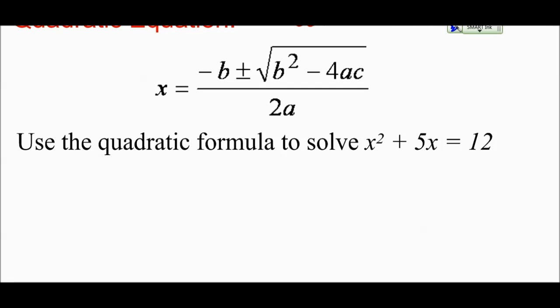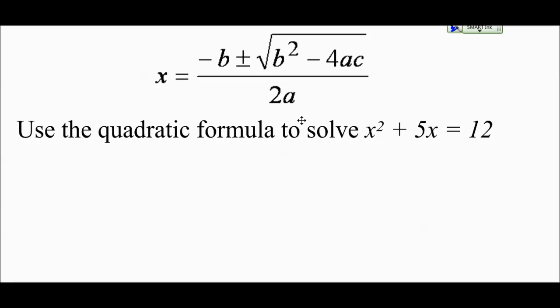Now, one thing to note before we start plugging stuff into the quadratic formula: I need to get this whole thing equal to 0. If you've seen my other video on how to solve a quadratic equation by factoring, you'll remember that the first step is always to get it equal to 0. To get it equal to 0, I'm going to subtract 12 from both sides. So this gives me x squared plus 5x minus 12 equals 0.